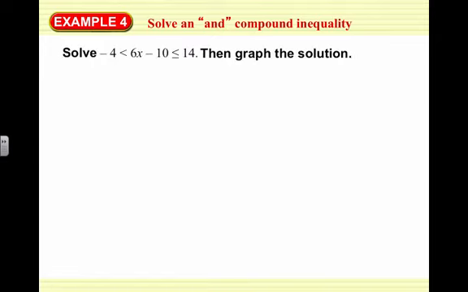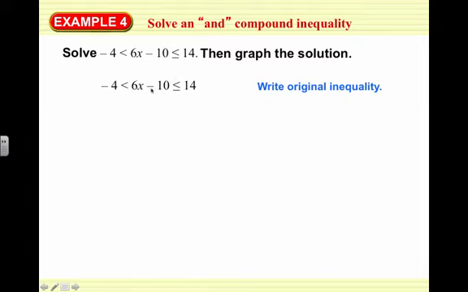All right. Let's look at solving an "and" compound inequality here. So it looks like one we saw in a previous problem, but this time there's some solving to do. We've got -4 less than 6x minus 10 less than or equal to 14. Well, you know how usually we do something to both sides of an equation or both sides of an inequality? This inequality has 3 sides to it, a left side, a middle side, and a right side. So anything we do has to be done to all 3 sides.